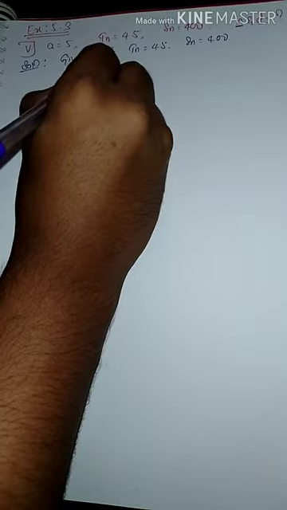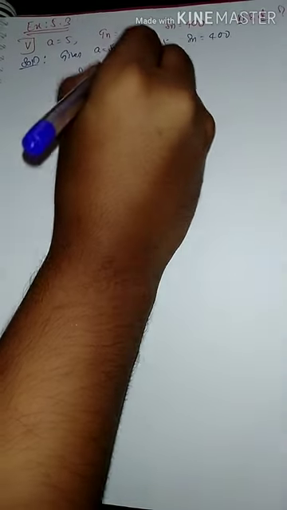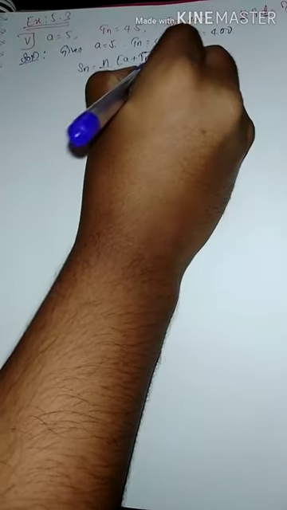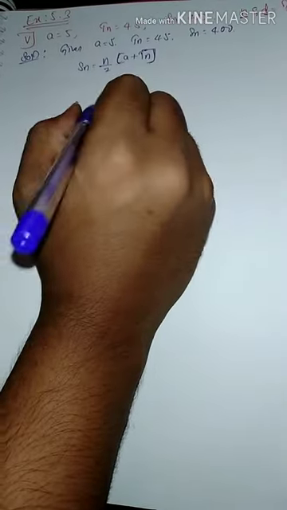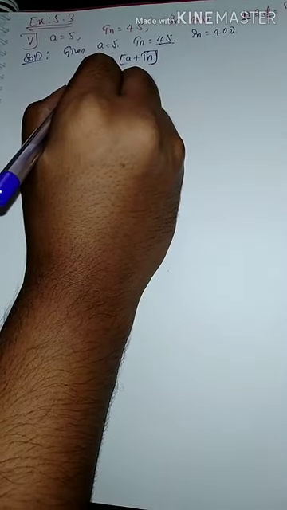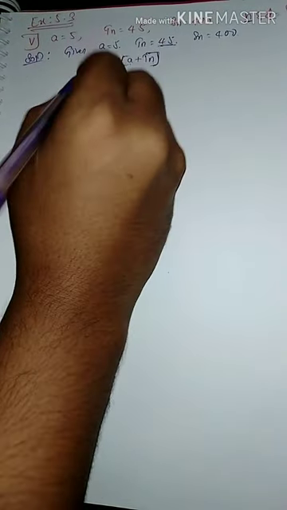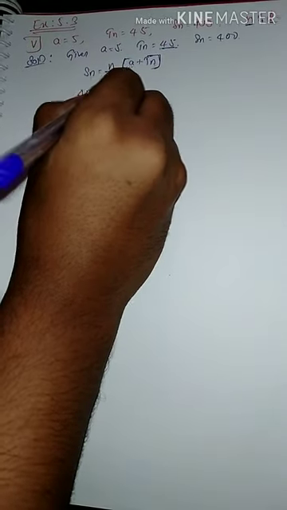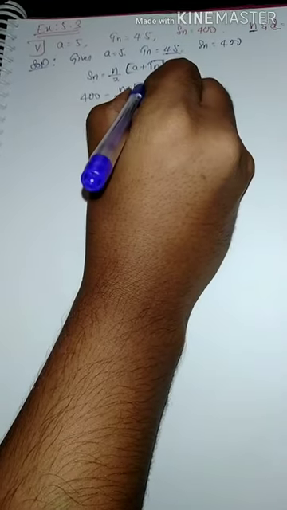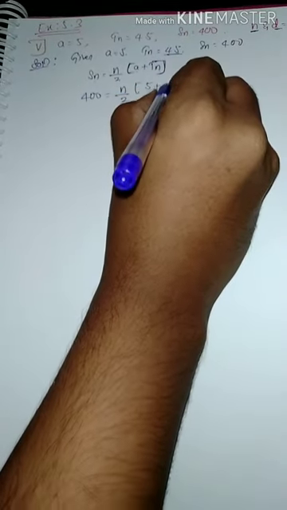So we know the formula Sn is equal to n by 2 (a plus Tn) is the formula to find the sum of n terms of an AP when the last term is given. So here the last term is given, we can use the formula Sn is equal to n by 2 (a plus Tn). So substitute all the values in this formula. 400 is equal to n by 2 into (a is 5 plus Tn is 45).